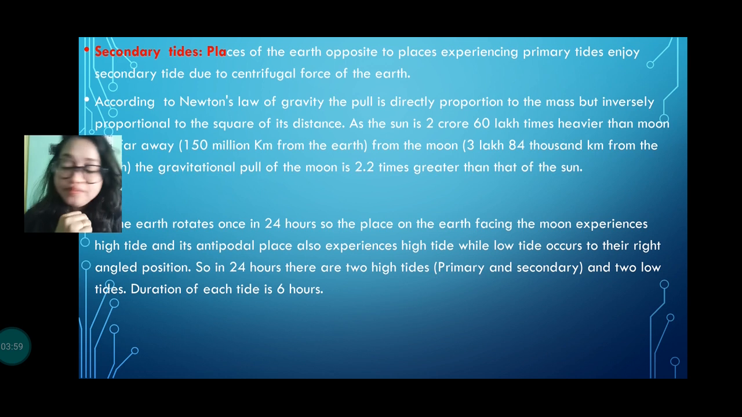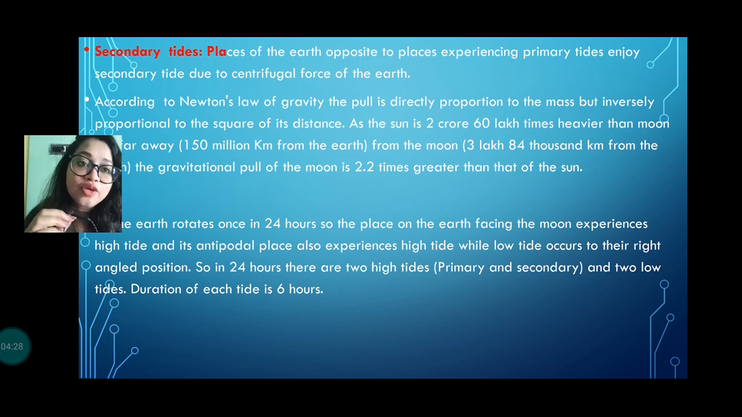And here again, remember, according to Newton's law of gravity, the pull is directly proportional to the mass but inversely proportional to the square of the distance. Again, according to Newton's gravitational law, the pull is directly proportional to the mass but inversely proportional to the square of its distance.